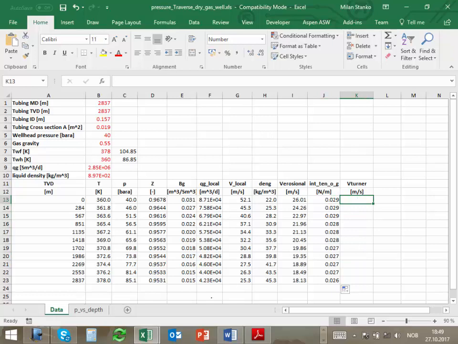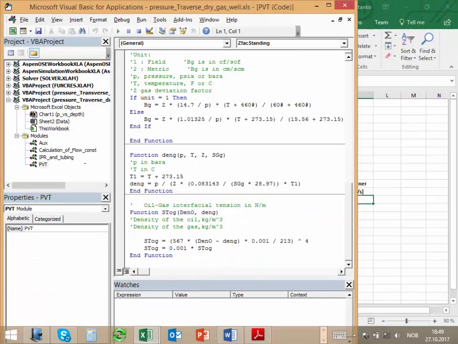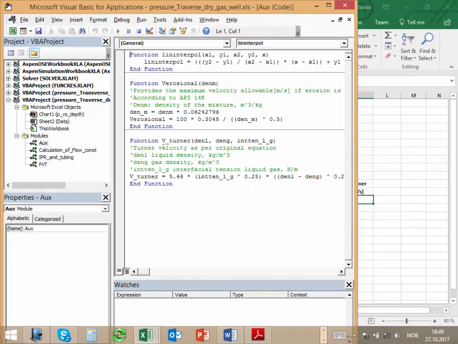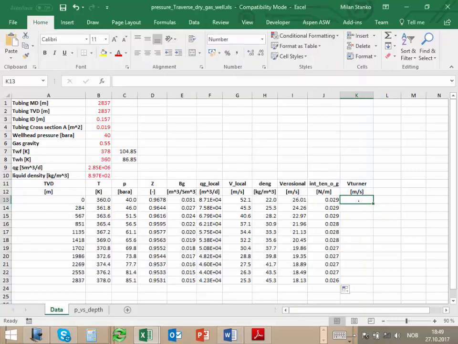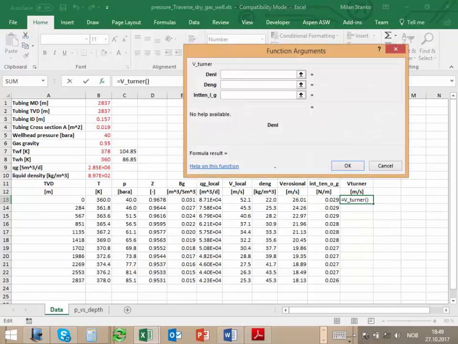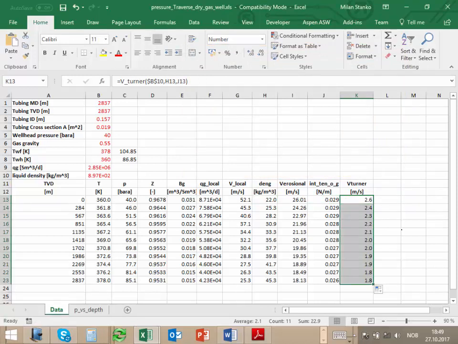Then finally, I can call this Turner equation. Turner, it's here, it's called B Turner. So I call it B Turner. And the density of the liquid is here. I block it. That will be constant for everyone. The density of the gas, I have it here that I calculated from before, and the interfacial tension. Okay, and then I drag it down. Yes, so let me just copy that table so you have it in the notes.